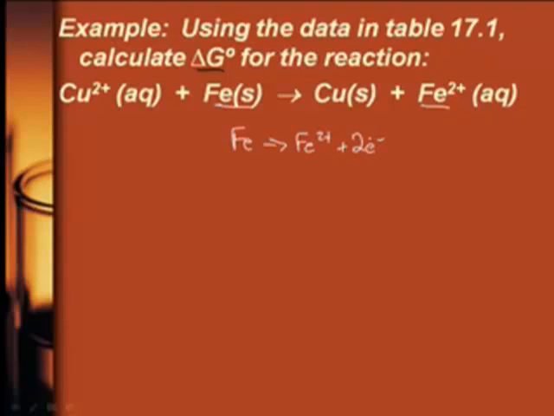I do not have to play any nasty games like oxygens and hydrogens. And then the copper 2 positive is going to go to copper, and that'll be plus 2 electrons. I like this one because guess what? It's 2 and 2. The electrons cancel, so N in this case will be 2. So it'll be Fe plus Cu2 positive.